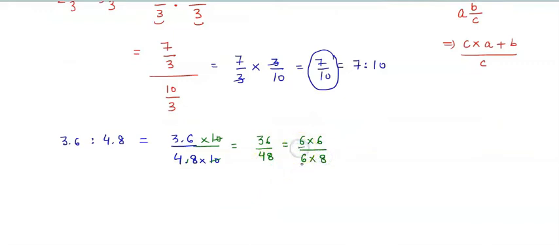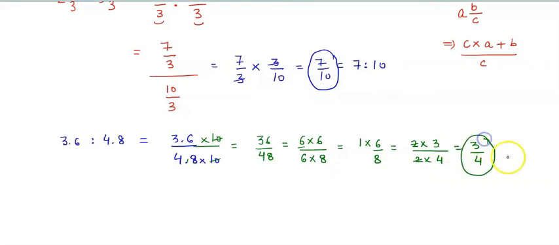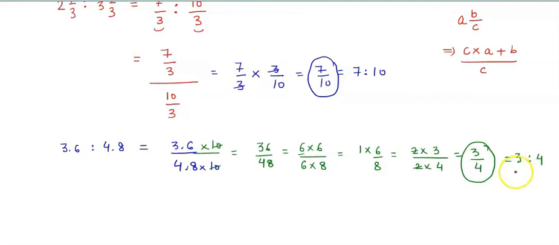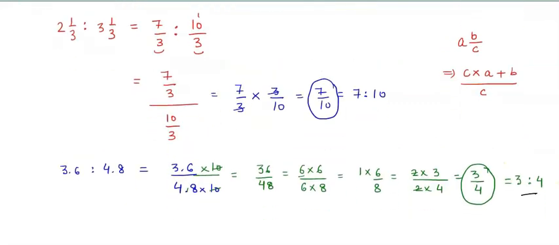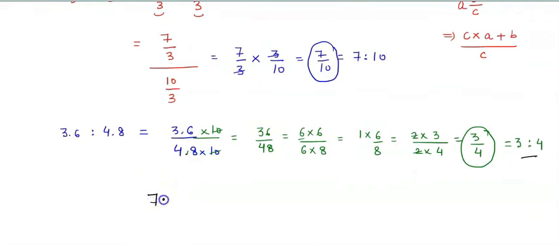Now when we divide 6 by 6, this will come out to be 1, and 1 into 6 divided by 8. Again, 6 can be written as 2 into 3, and 8 can be written as 2 into 4, right? So 2 cancels out with 2, and now we are left with 3 is to 4. Now we cannot divide it further, so this is the simplest form we are getting, that is 3 is to 4, right? Now what we have is 7 is to 10 and 3 is to 4.